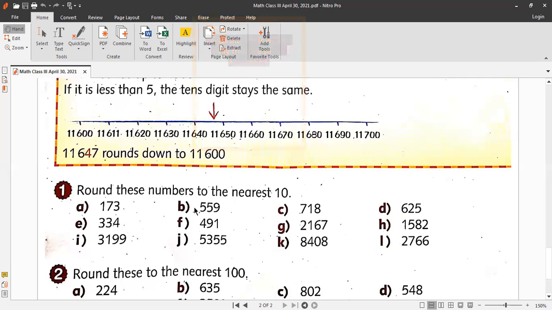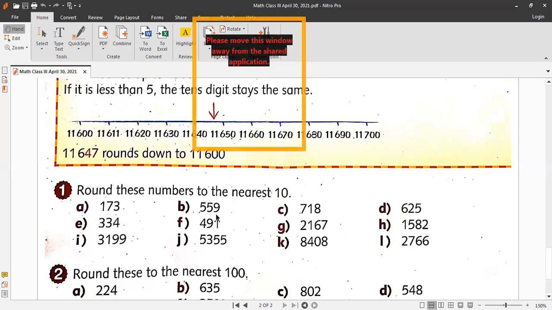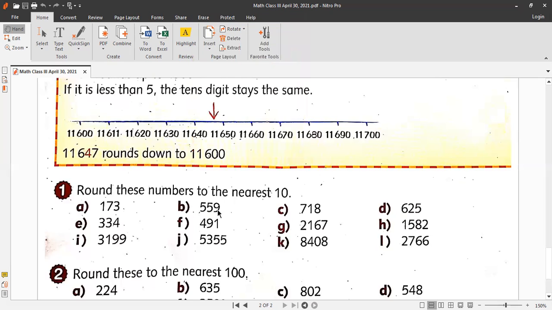Now I'm going to explain part B. In part B it is 559. Now your unit is 9 and it is bigger than 5. If your unit is bigger than 5, you go to the next tens value. So it becomes 560. Now you can do all these parts, A to L, by yourself in your notes. Okay.